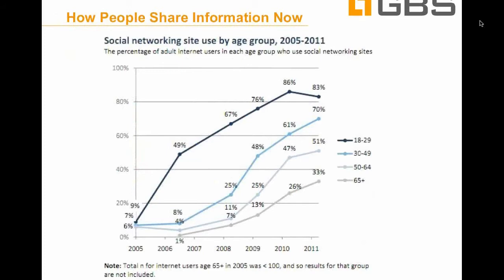So I love this chart. It shows the growth in just a very short period of time, 5 or 6 years here, of social networking sites as a form of communication. And it kind of breaks down by age group here, and it does so as you'd expect. Obviously, the youngest group is using it over 80% of the time, whereas the highest age group is using it about 33% of the time.